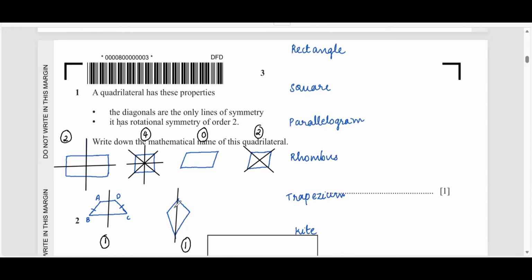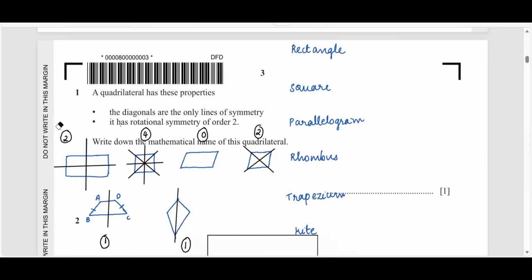For a kite, one can be considered as a diagonal, but it has one more diagonal. If you draw a line like this, it is also a diagonal, but that diagonal will not divide the kite into two equal parts. So the answer should be rhombus. But one more property is mentioned here, that is, it has rotational symmetry of order 2.